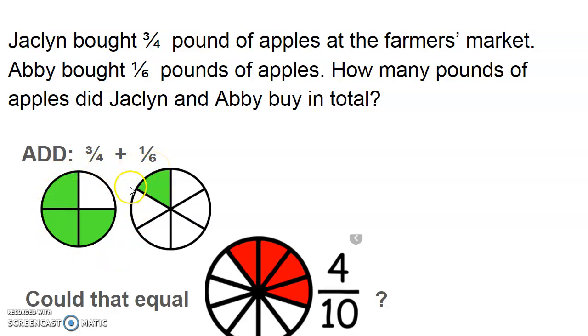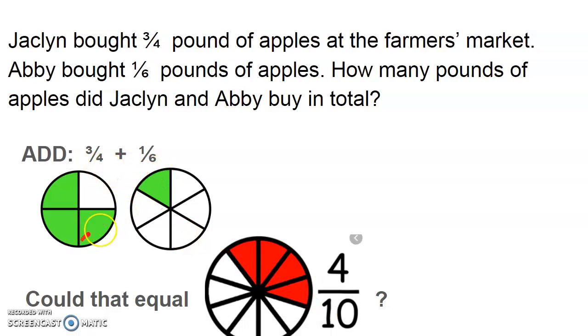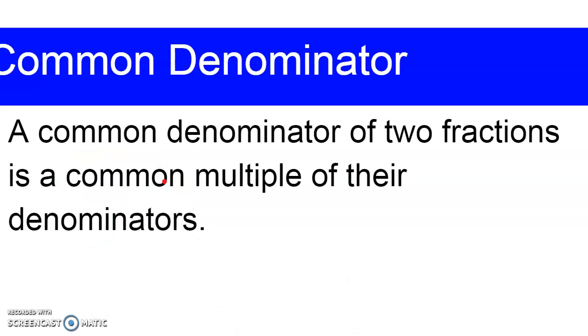3/4 is more than half. And here's 1/6. Does it make sense that if we would add them together, it would equal up to 4/10, which is less than half? Could our answer be getting smaller? How do you add two fractions that have a different denominator or different sized pieces?